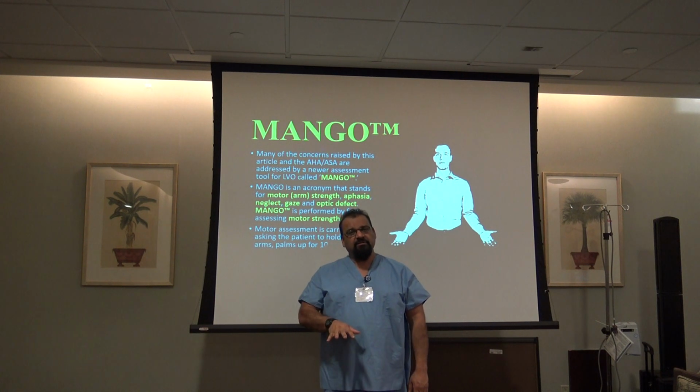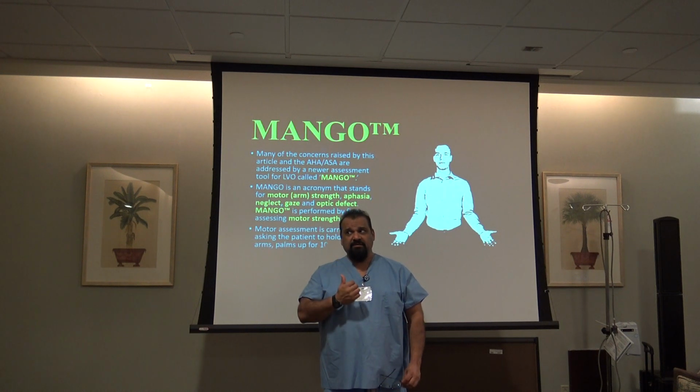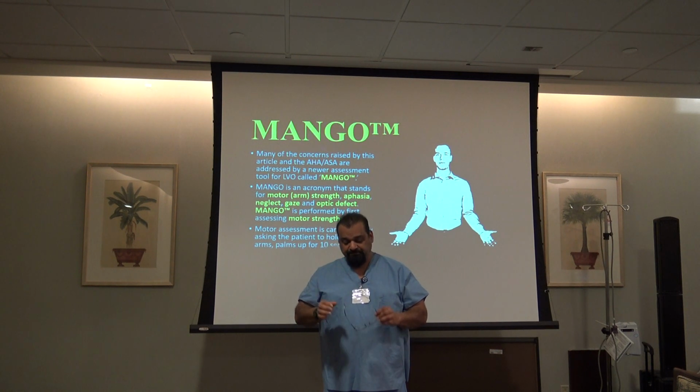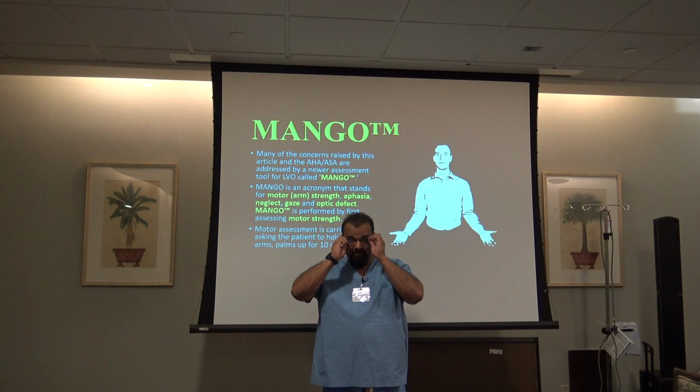If they don't have neglect, look for gaze preference. Gaze preference, quite simply, is the eyes looking to one side of their hemisphere. So in this case, I would have right gaze preference. I'm looking at one side. It doesn't matter if it's voluntary or involuntary. It doesn't matter if you could go back and forth. As long as you have gaze preference, that counts as being positive.